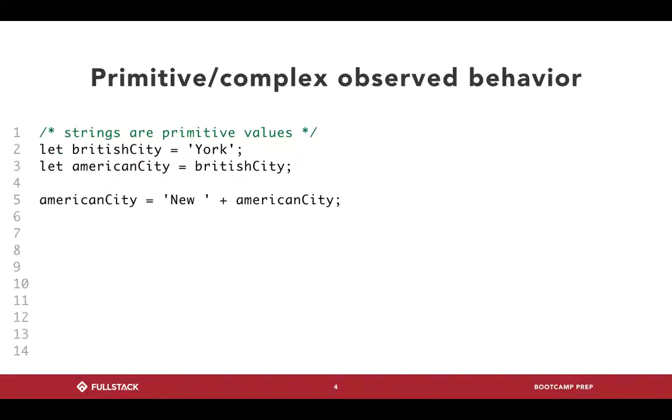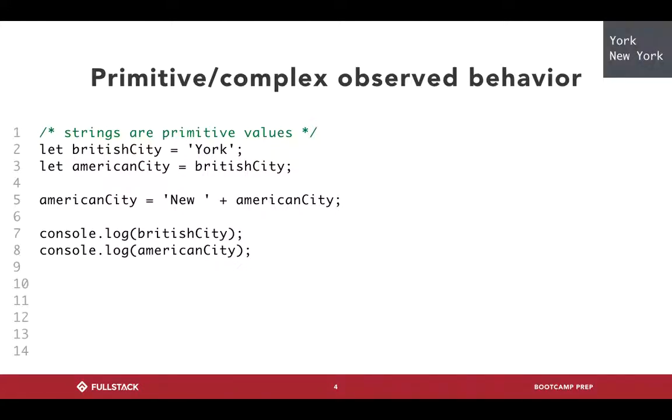So if I have an example like this, right? British city equals York, American city equals British city, and I overwrite American city with New plus American city. When I console log out British city, I get York still. When I console log out American city, I get back New York. Okay? And I think everyone is probably pretty clear on where we get New York.